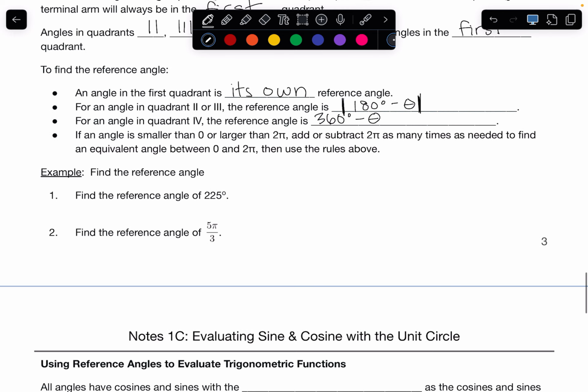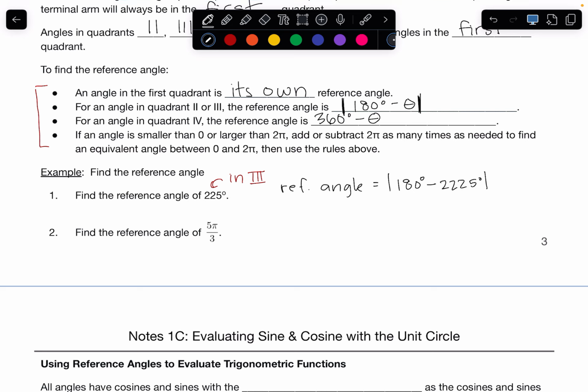Good. So I'm going to make note of that. That's important. In quadrant 3. And then I'm going to go up to my reference angle directions, which are up here, and I'm going to follow the directions for if I'm in quadrant 2 or 3. And quadrant 2 or 3 says reference angle is absolute value of 180 minus my angle. So my reference angle equals absolute value of 180 degrees minus 225 degrees.